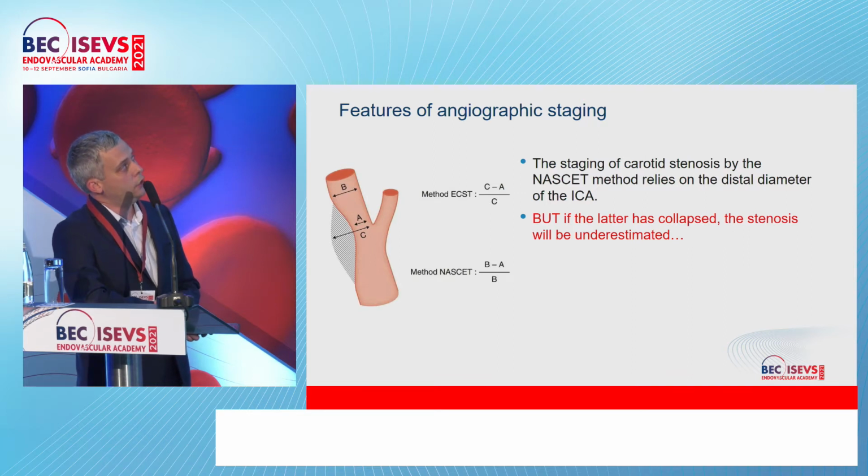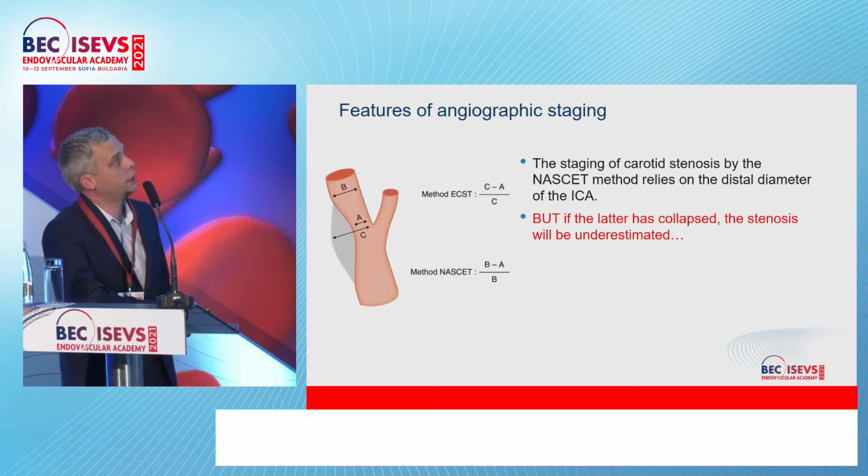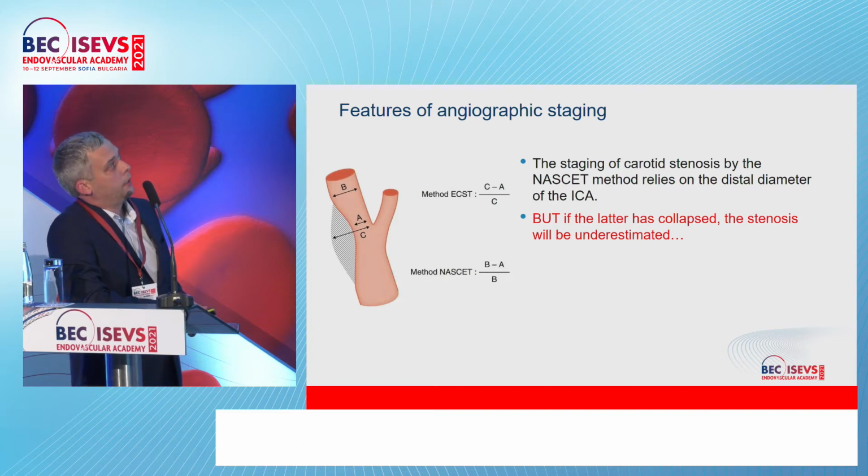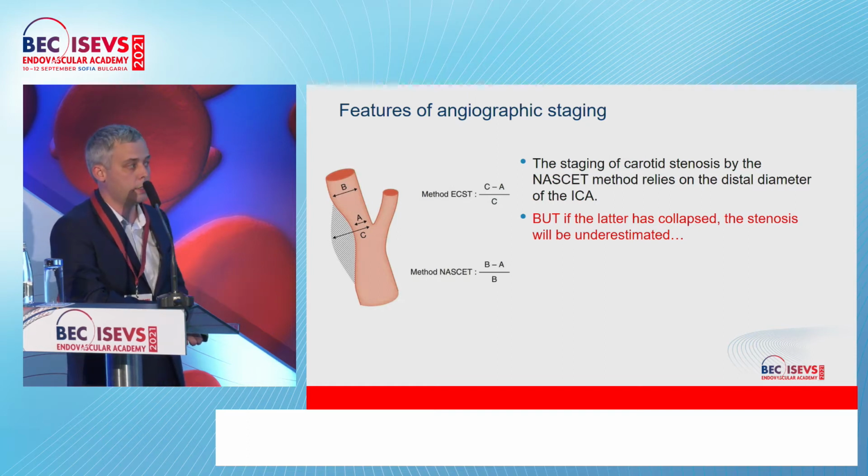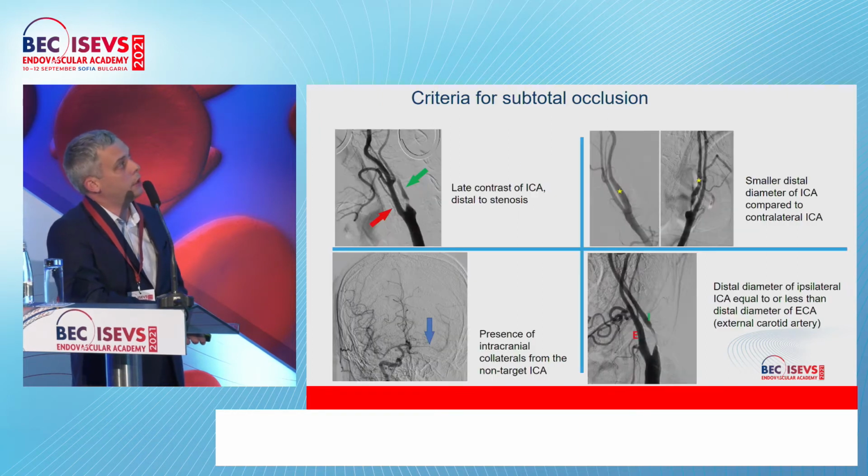The NASCET method actually measures the diameter of the internal carotid artery just after the stenosis and compares it to the narrowest segment of the artery. In case of near occlusion and subtotal carotid artery stenosis, the diameter just after the stenosis is collapsed, so the stenosis can be underestimated. What we know from here is that the severity of the stenosis from the angio, which is actually the percent of the stenosis, cannot be the only criterion in order to recognize and diagnose subtotal carotid artery stenosis.